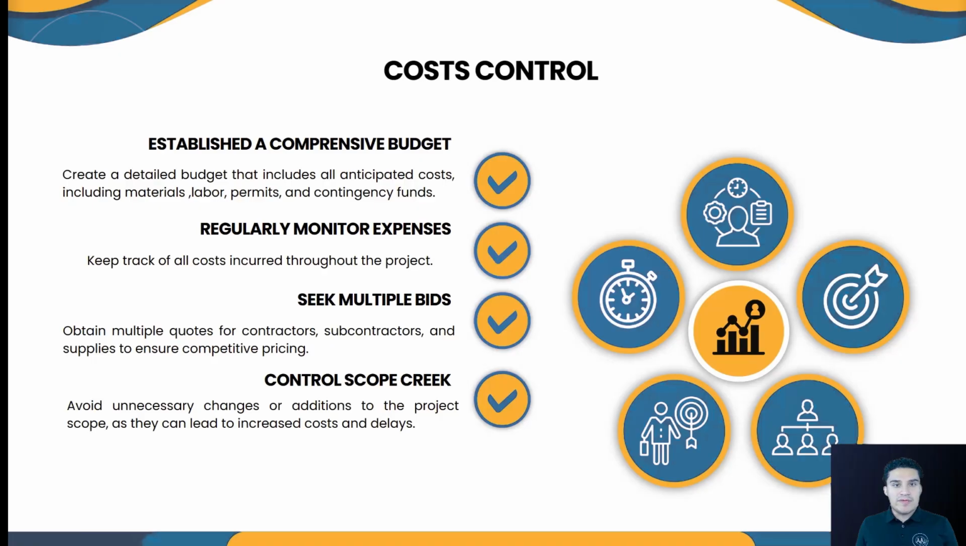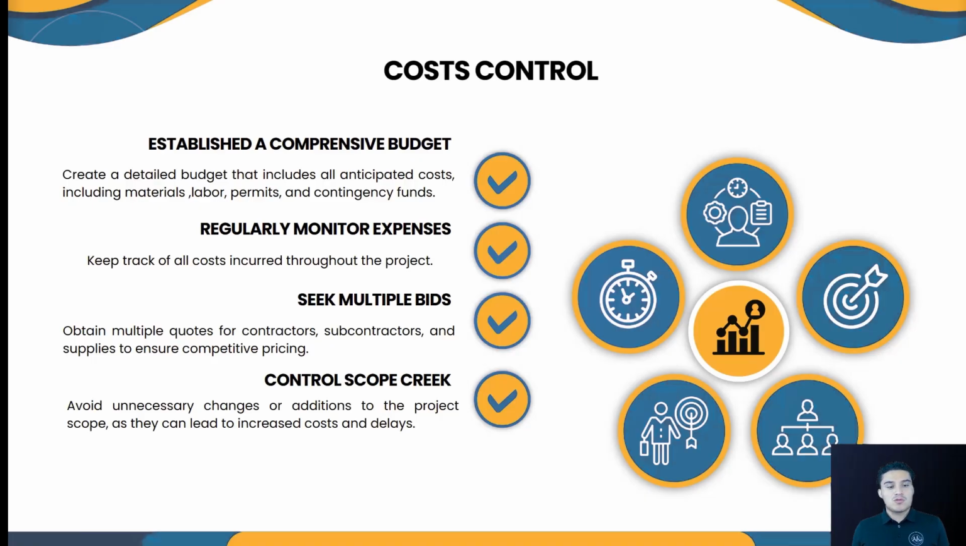You want to get multiple bids on whichever person you're trying to hire. If you want to do everything individually, like getting your own painter, your own plumber, your own electrician, which you can definitely do, then you want to get multiple bids on each individual so that you are getting the best pricing.